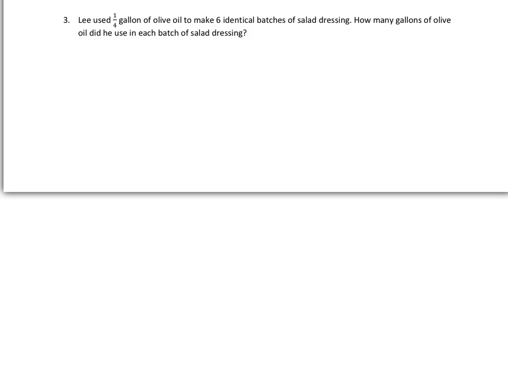Number 3 says, Lee used 1/4 gallon of olive oil to make 6 identical batches of salad dressing. How many gallons of olive oil did he use in each batch of salad dressing? Let's underline the important information. So when we set up this problem, it's going to be 1/4 divided by 6, because we're trying to solve how many gallons of olive oil did he use in each batch.